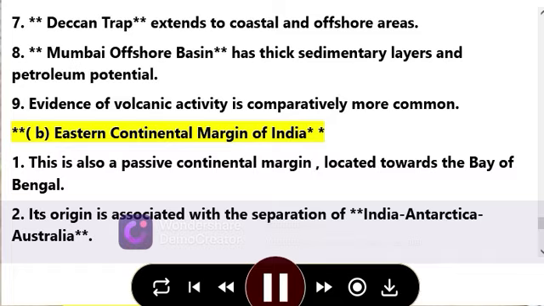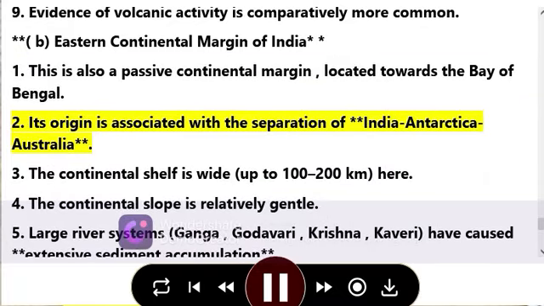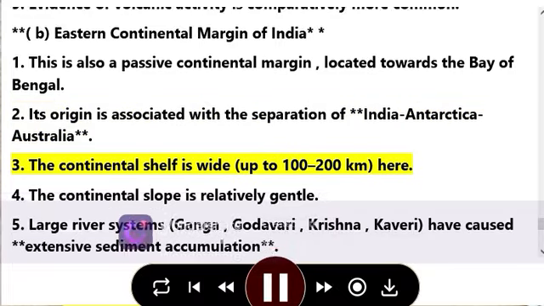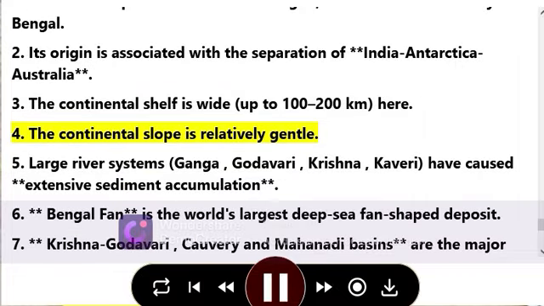8. Mumbai offshore basin has thick sedimentary layers and petroleum potential. 9. Evidence of volcanic activity is comparatively more common. B. Eastern continental margin of India. 1. This is also a passive continental margin located towards the Bay of Bengal. 2. Its origin is associated with the separation of India, Antarctica, and Australia.